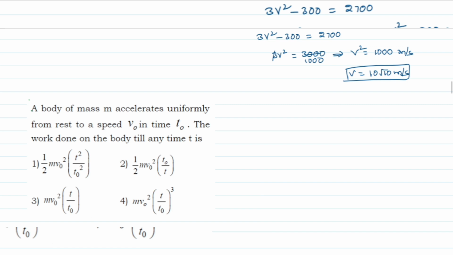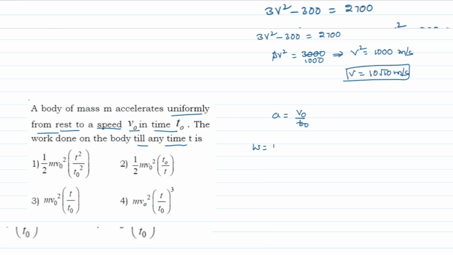Let us see the next question. A body of mass m accelerates uniformly from rest to a speed of v0 in a time t0. So the body is accelerating, and the acceleration is the change in velocity by time. The work done on the body till any time t is asked, so we need to calculate the work done.